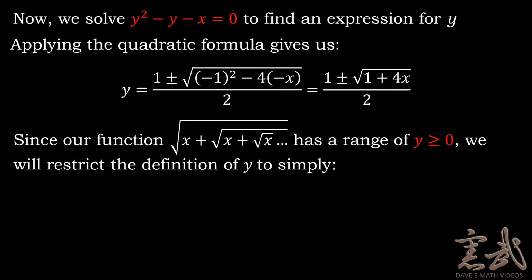Should we use 1 plus the square root of 1 plus 4x? Should we use 1 minus the square root of 1 plus 4x? Or should we perhaps use both? The answer to this is, because our function has a range of y greater than 0, we need to make the thing that's equivalent to it also greater than 0. So we will simply restrict the definition of y to y equals 1 plus the square root of 1 plus 4x, over 2.